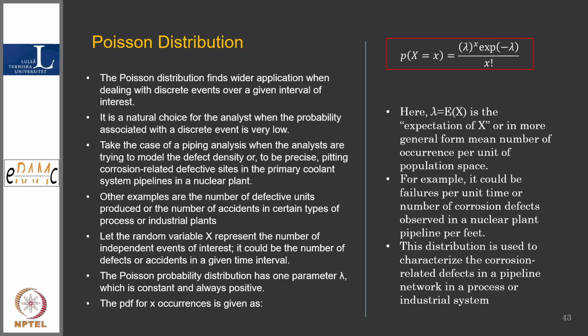It is a natural choice for analysis when the probability associated with the discrete event is very low. Take the case of piping analysis. When analysts are trying to model the defect density, or to be precise, pitting corrosion related to this characteristic, then we use this distribution. Other examples are defective units produced, or the number of accidents in certain types of process or industrial plants. Let the random variable x represent the number of independent events of interest.